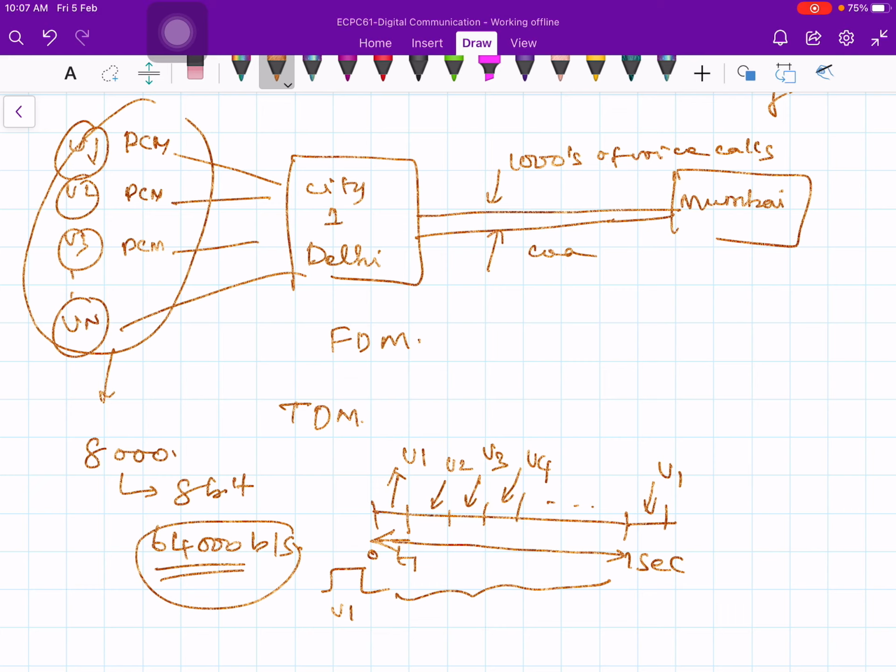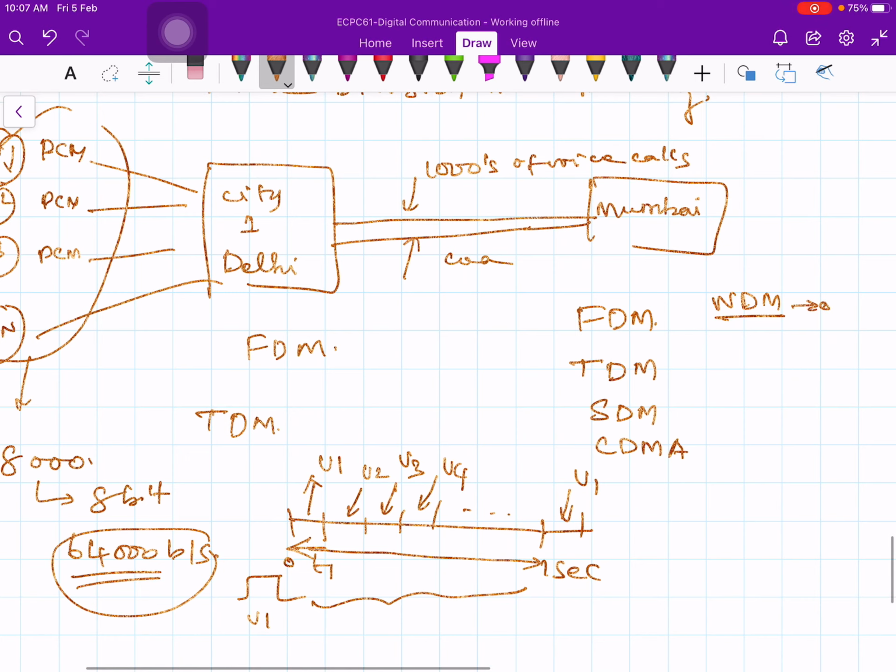You can do the multiplexing in the time domain, in the frequency domain, in the space domain, which is space division multiplexing, and in fact you can do the multiplexing in terms of different codes. Those codes are orthogonal to each other, which is called code division multiplexing. So we have frequency division multiplexing, time division multiplexing, space division multiplexing, and code division multiplexing and access. And one more method is wavelength division multiplexing, WDM, which is typically used in optical communication networks.